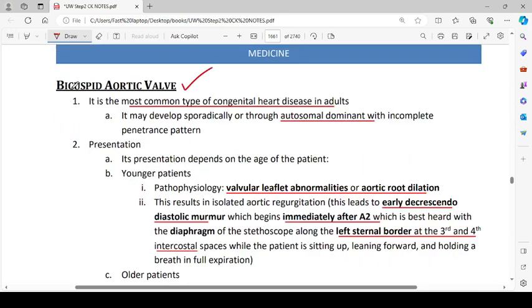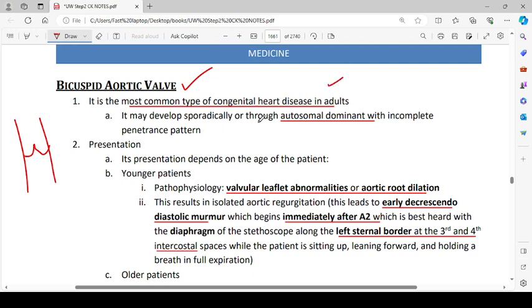Bicuspid aortic valve. Now, normally, if you know that this is the aorta, it has a valve which is tricuspid, right? So if due to some reason this valve becomes bicuspid, it is a congenital condition, mostly associated with Turner syndrome. In that condition, the valve has only two cusps, and these valves are prone to calcify earlier and become stenosed earlier, because the same pressure which was being exerted on three cusps is now being faced by only two cusps. So it is the most common type of congenital heart disease in adults.